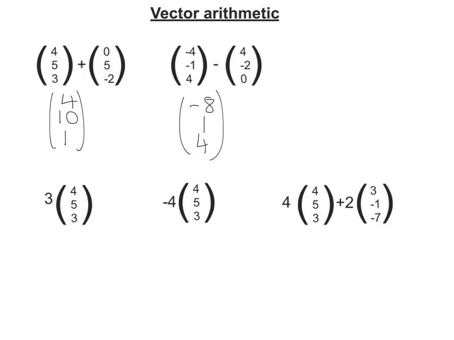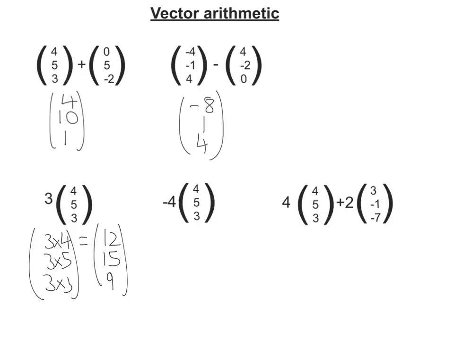Now, in this case over here, we've got a 3 outside of our vector. And what we do there is when we're multiplying by a scalar, that's what it's called, is we multiply each of the components by 3. So we're going to get 3 times 4, 3 times 5, 3 times 3. And that becomes 12, 15, and 9.